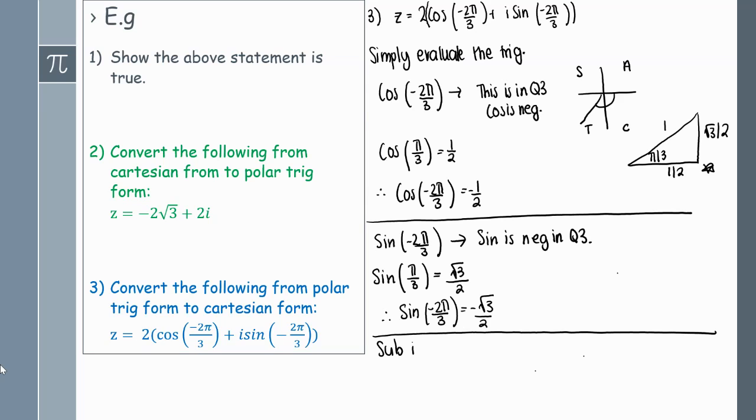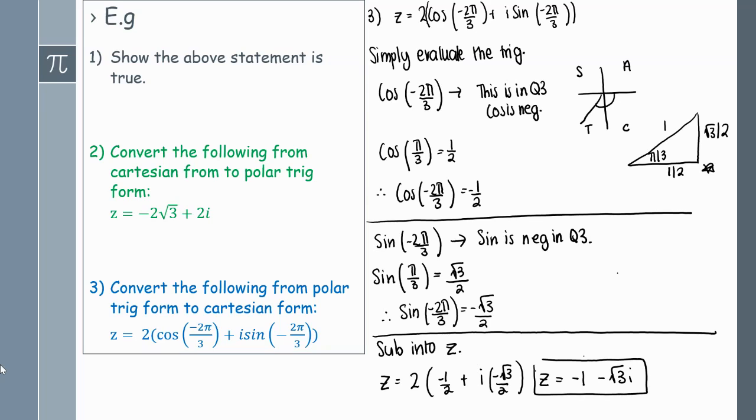All you have to do is then take these values and substitute them into your polar trig form of z, and then simplify. So we'll get 2 times cos of my angle, which was minus a half, plus i sine of my angle, which was minus root 3 over 2. Okay, then I can see that the 2's are going to cancel out if I take them out as a common factor, and I'll end up with z equals minus 1 minus root 3 i.